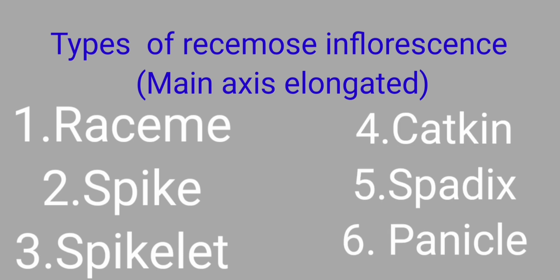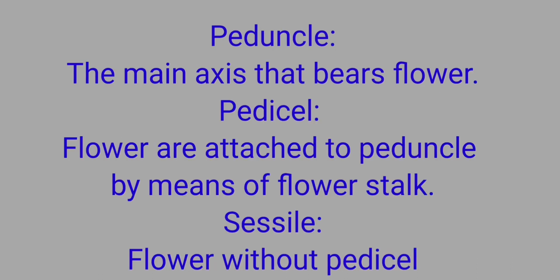Based on the elongation of the main axis, the racemose inflorescences are categorized into 6 types. They are the simple raceme or raceme, second one spike, third one spikelet, fourth one catkin, fifth one spadix, sixth one panicle.